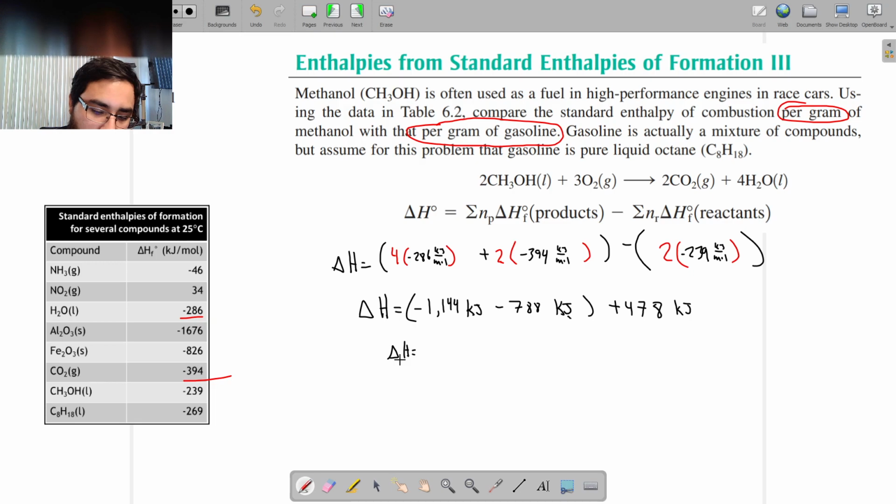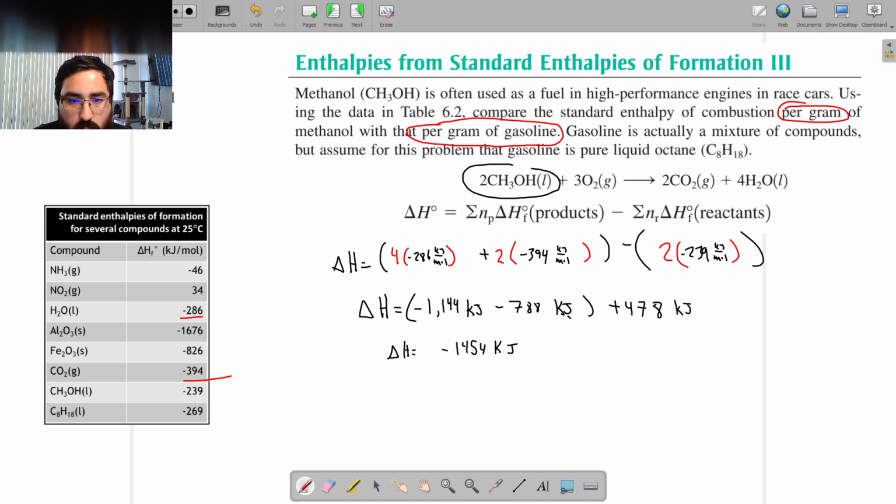So let's go ahead and do that. Just finish up the work right here. And we get negative 1,454 kilojoules. Now, this is how many kilojoules are released from 2 moles of methanol. So 2 moles of methanol release that. Keep that in mind, because what we want to do is figure out the per gram amount.